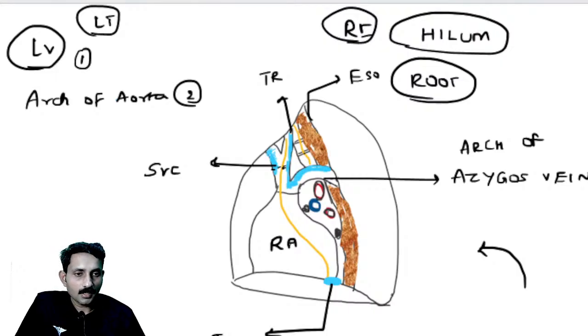So here we saw arch of azygos vein. What do you mean by azygos? Azygos means unpaired vein. Azygos vein is always present on the right side. We don't have a left azygos vein because it's unpaired. It will be present only on the right side. So on the left side we have arch of aorta, on the right side we have arch of azygos vein. There one arch is there, here one arch is there.